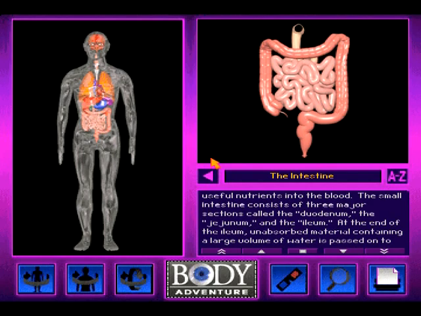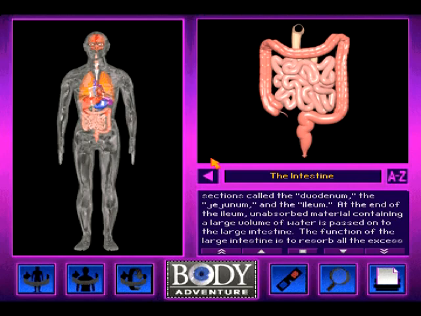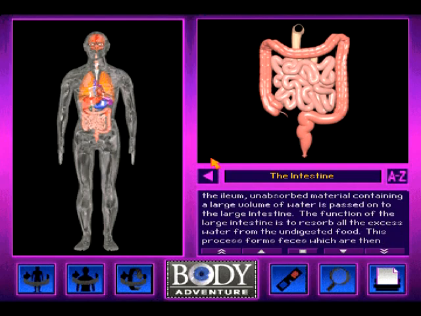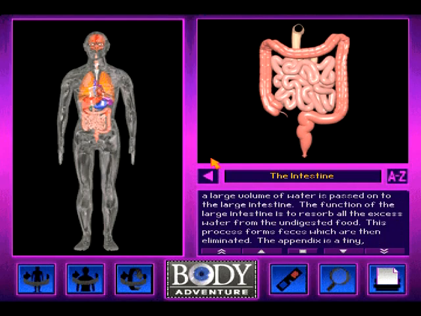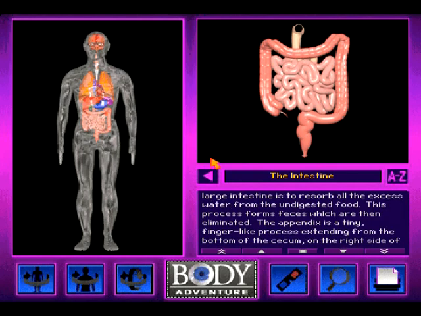At the end of the ileum, unabsorbed material containing a large volume of water is passed on to the large intestine. The function of the large intestine is to resorb all the excess water from the undigested food. This process forms feces, which are then eliminated.